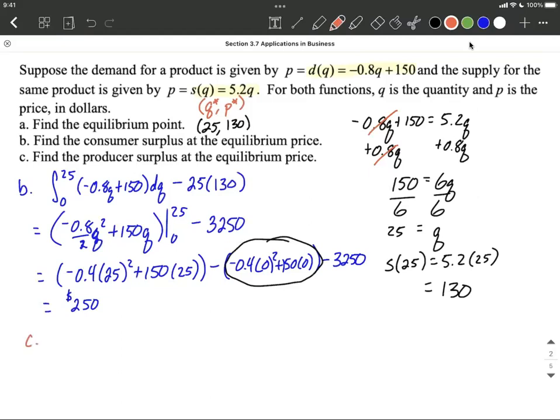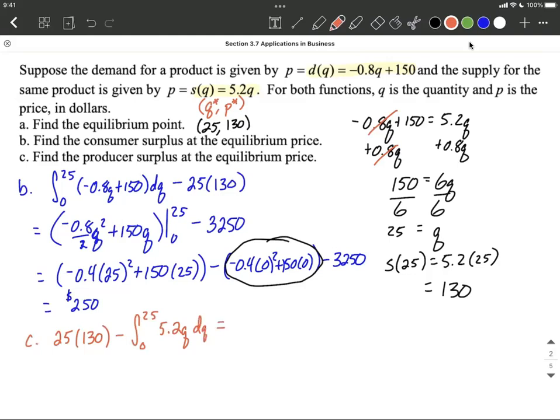All right, on part C, we want to do the producer surplus. So this is a little bit backwards. What we want to do is first multiply together our equilibrium point values, so 25 times 130. And then we subtract off the integral from 0 to the Q value for the equilibrium point, the 25. But this time we're going to use our supply function. So 5.2Q goes in here with a dQ at the end.